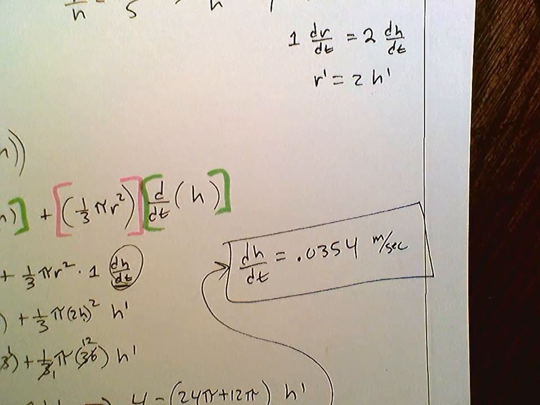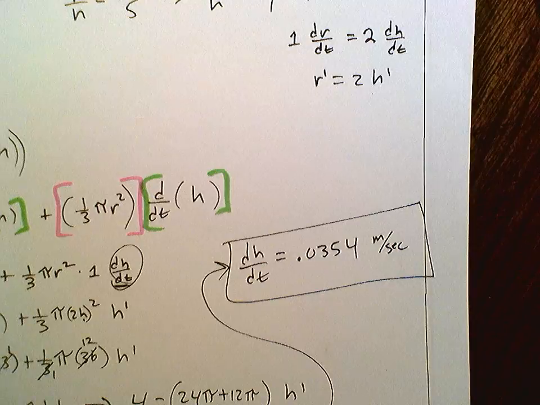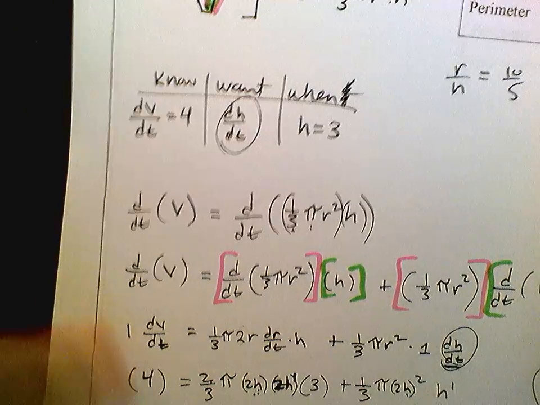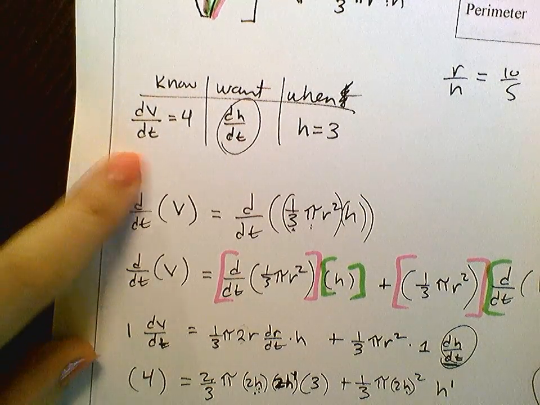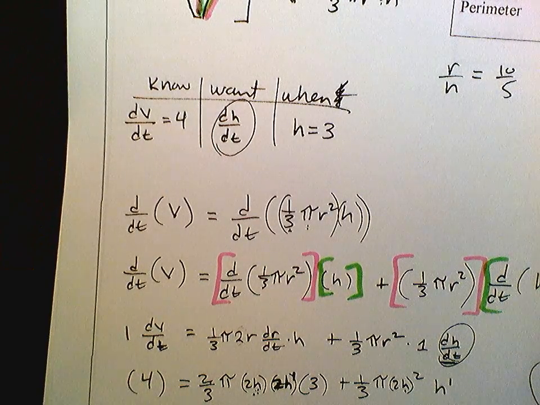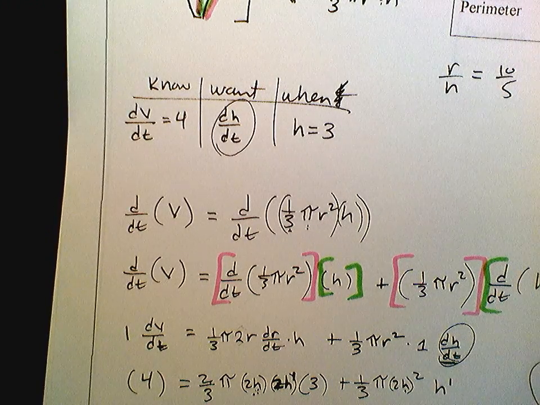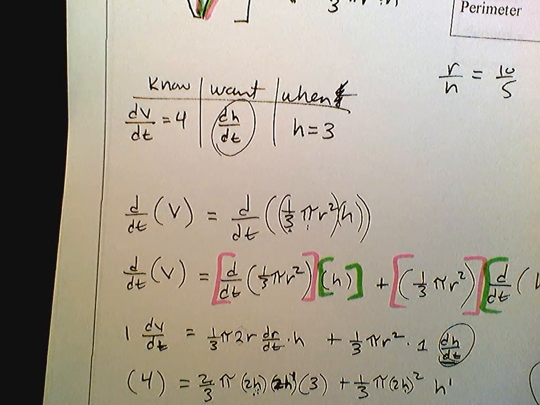Okay, guys, let me know if you have any questions. We're just going to focus on cone problems. Today we knew that dV dt was positive 4 cubic meters per second because water was being poured in. Tomorrow, we'll do one where water is leaking, so that will change things just a little bit. Okay, bye-bye.